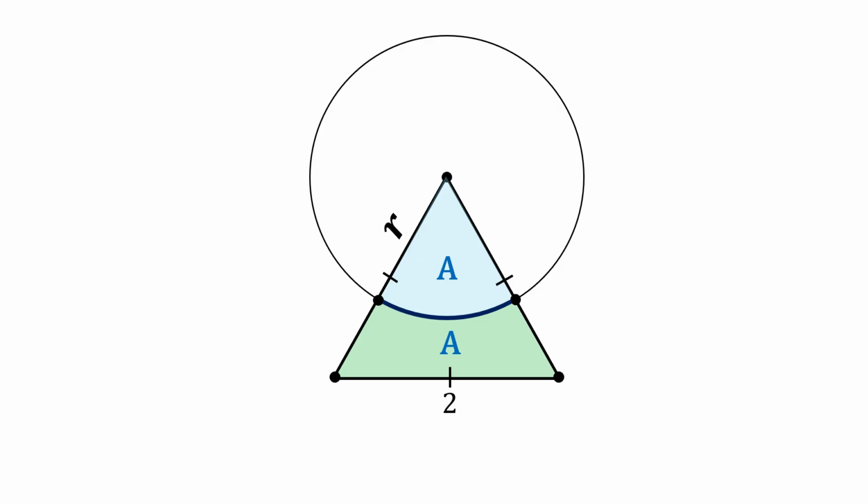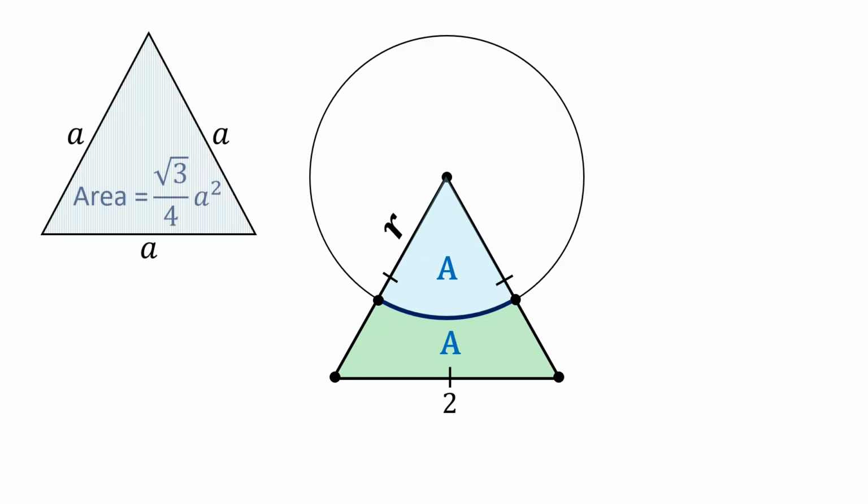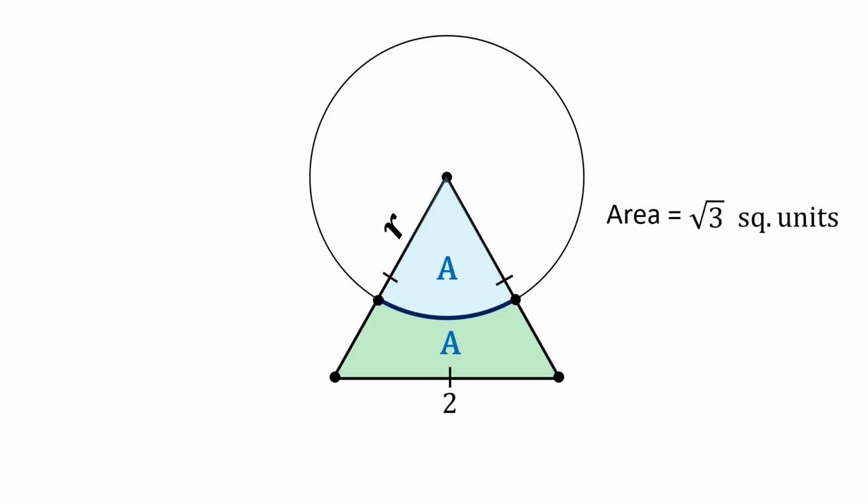Since the arc divides the triangle into two equal areas, the area of the sector must be equal to half of the area of the triangle. We know that the area of an equilateral triangle is root 3 by 4 multiplied by the square of its side. Substituting the side length as 2 units, we get the area of the triangle is root 3 square units. Therefore, the area of the sector is half of that, which is root 3 by 2 square units.